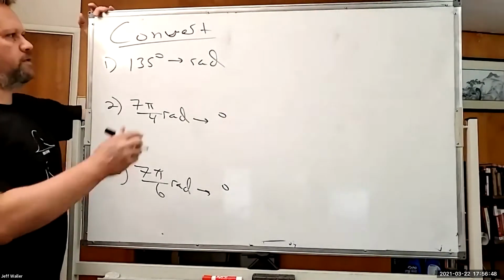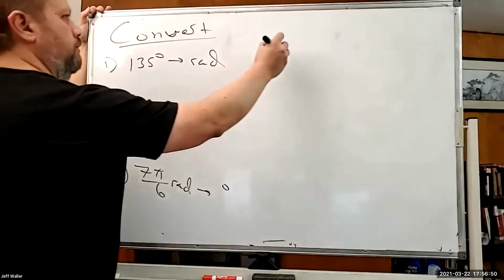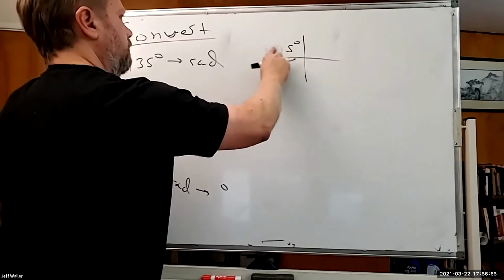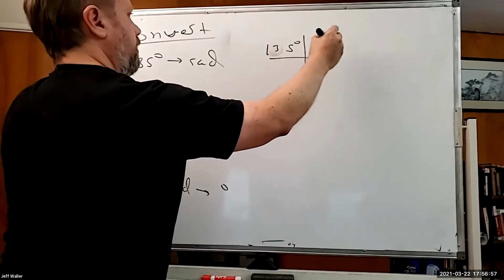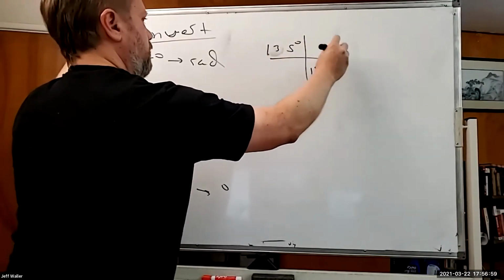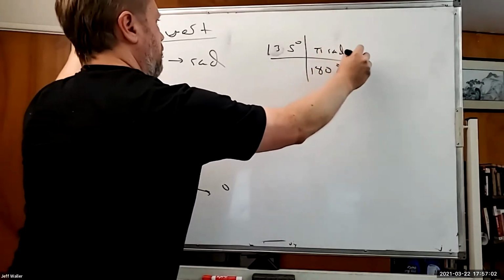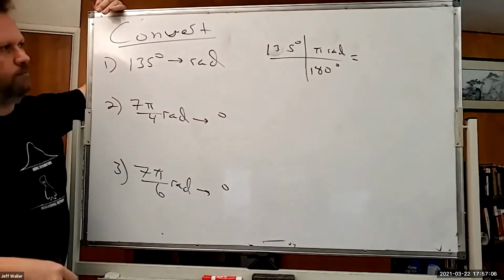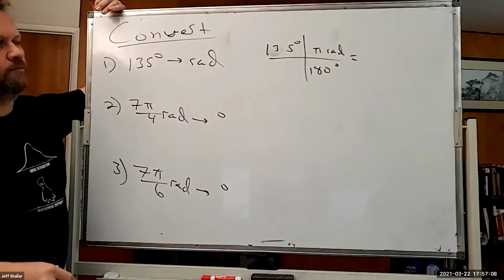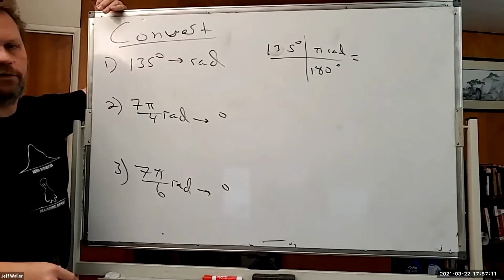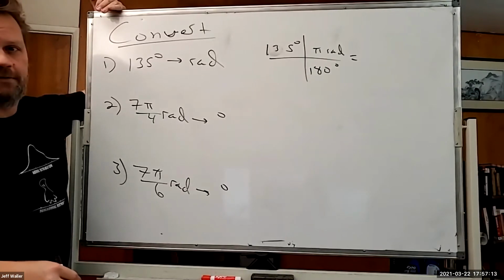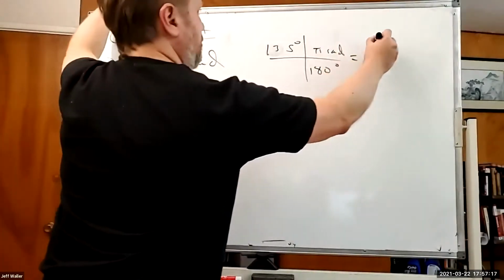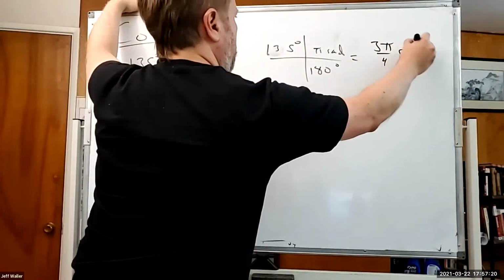All right, let me start to catch up to you. So this will be 135 degrees. I'm at 180 degrees to pi rad. And if you reduce these two, you should get 3/4. So 3 pi over 4 rad.